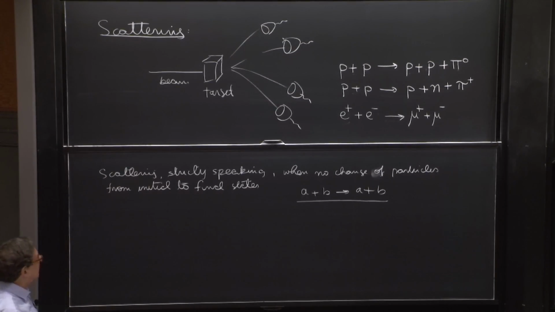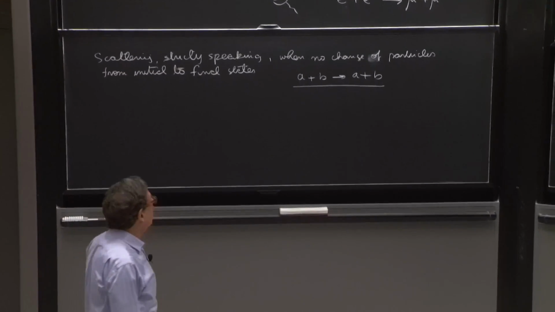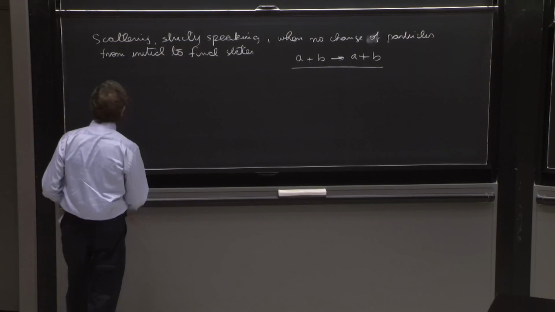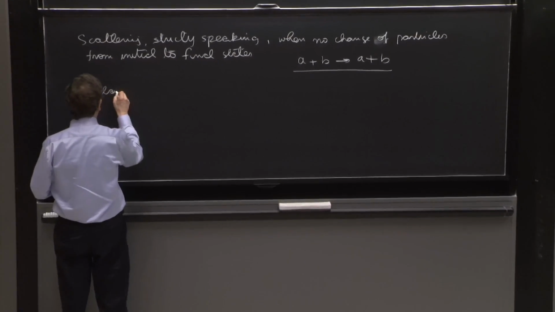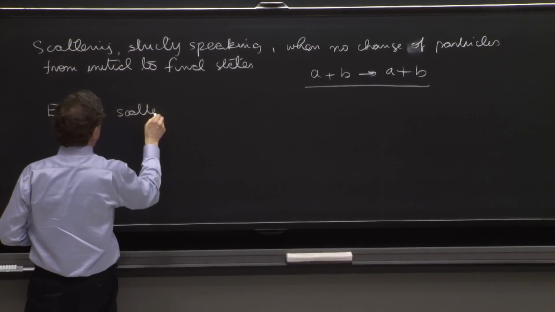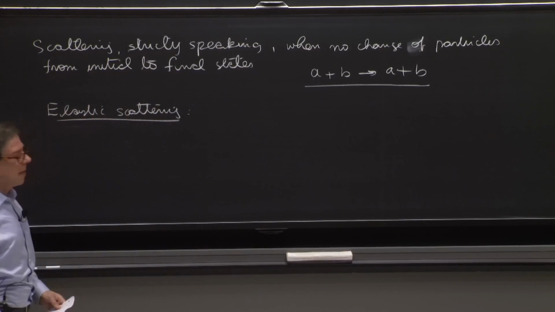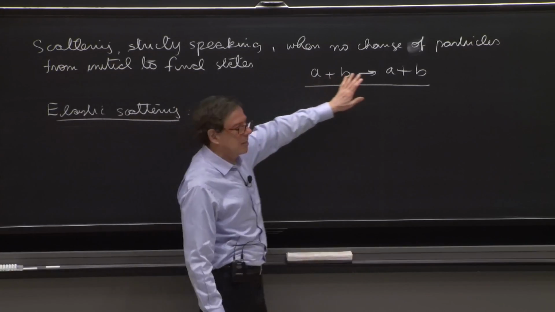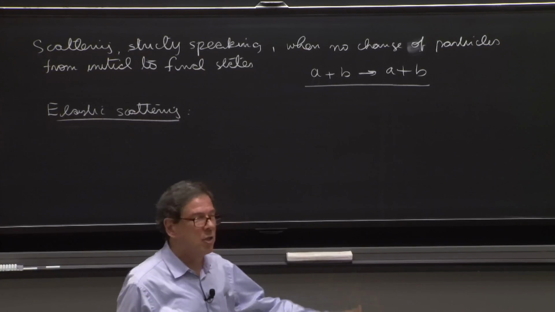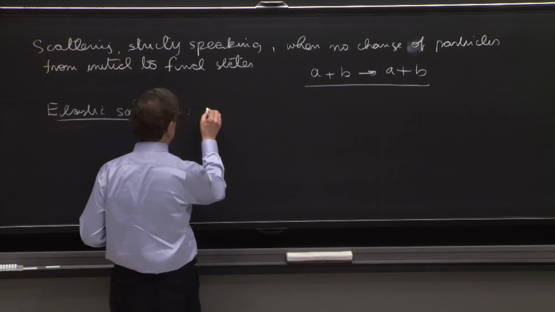Even here, there's still a lot of things that can happen. It's very intricate. So we will demand even more. We will call or look for elastic scattering. And that means that if these particles or objects have internal states, those internal states are not changed. So the internal states of the particles do not change.